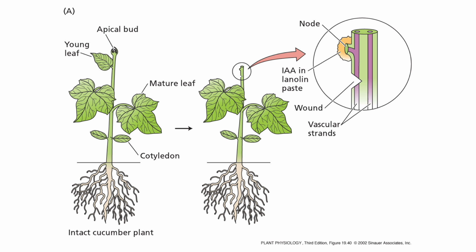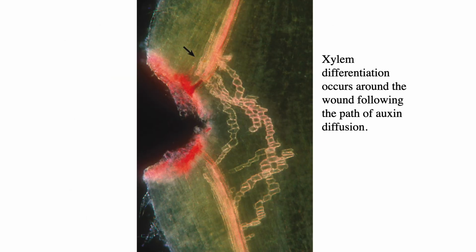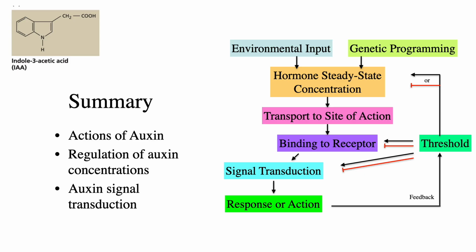Immediately after the wounding, IAA in a lanolin paste was applied to the stem above the wound. After about a week, you can see that xylem differentiation occurs around the wound following the path of auxin diffusion. This action is in part what allows one to graft a shoot onto a root and make a whole plant again. Wow, isn't auxin an interesting hormone?